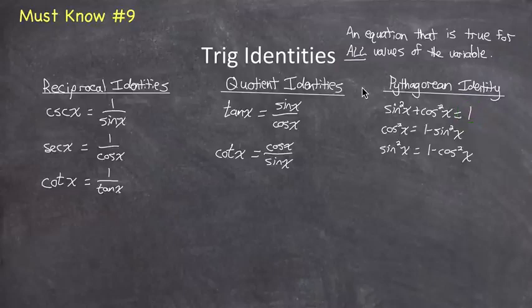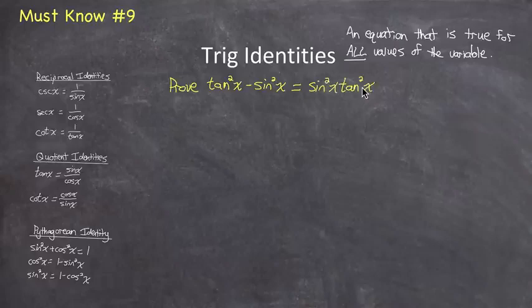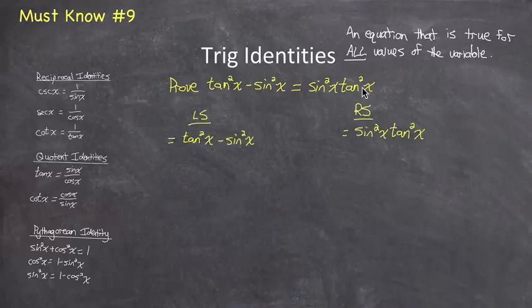So let me make some room, and then we'll prove an identity. Let's see if we can prove that tan squared x minus sine squared x is equal to sine squared x times tan squared x. If this is an identity, it'll be true for all values of the variable. So how we prove that is separating into left side and right side of the equation, and work with both of these sides completely separately from each other. So I'll draw a line down the middle and start rewriting these expressions in equivalent ways to reveal that they are in fact the exact same expression. So I'm not allowed to change the value of either of them.